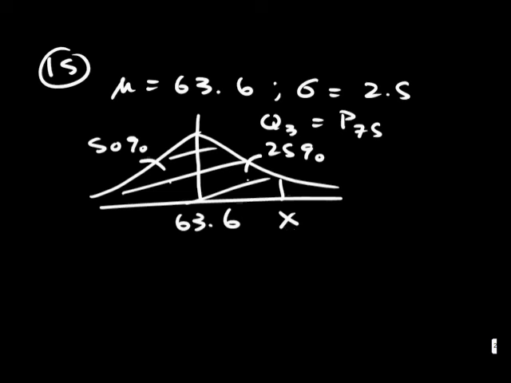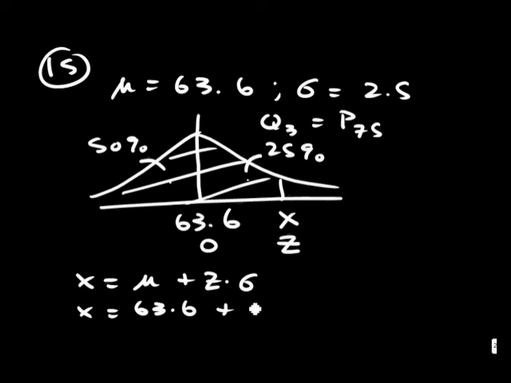Now again, the key is to know the particular z-score associated with this picture, because working backwards, x is mu plus z times sigma gives us, in this case, 63.6 plus z times 2.5. It'll give us the value of x that represents the third quartile. Again, the key is knowing the z-value associated with that picture.